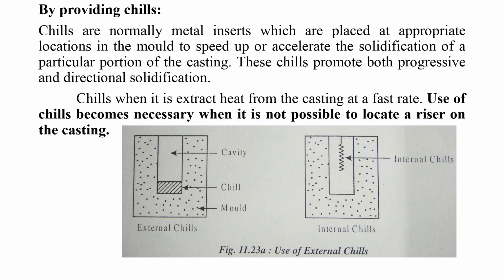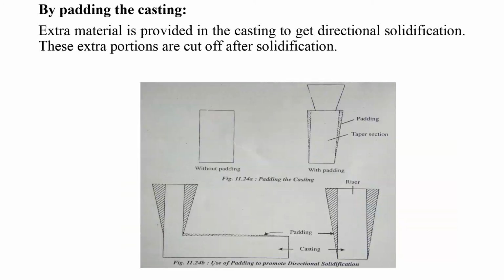This is about providing the chills. So next we can go for the padding system of the casting. Extra metal is provided in the casting to get a directional solidification. These extra portions are cut off after solidification.